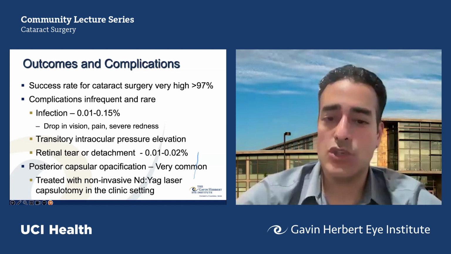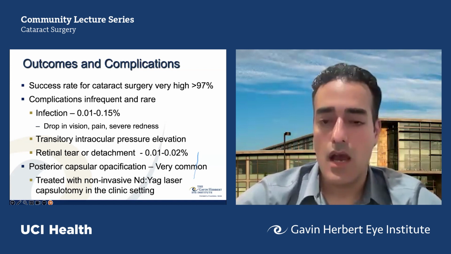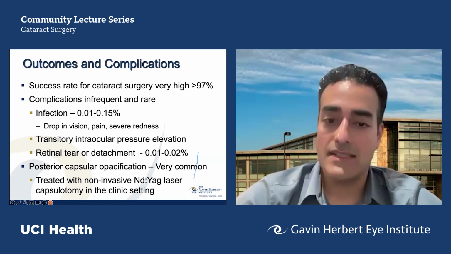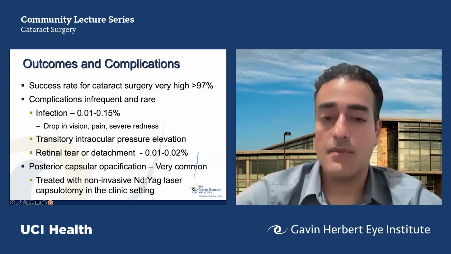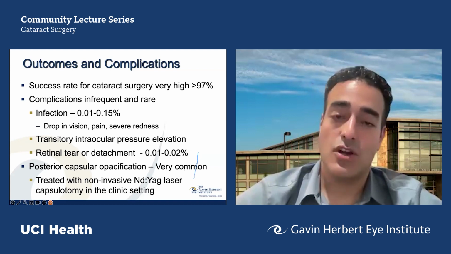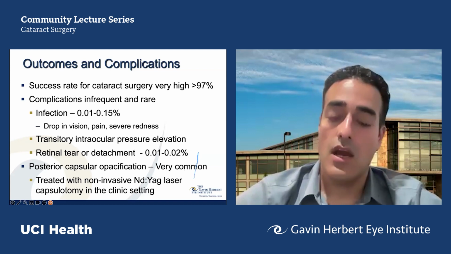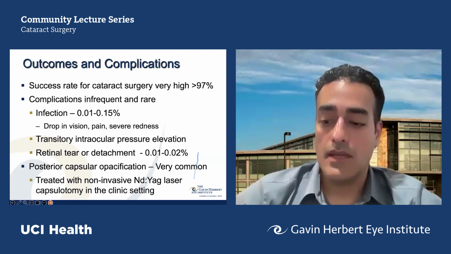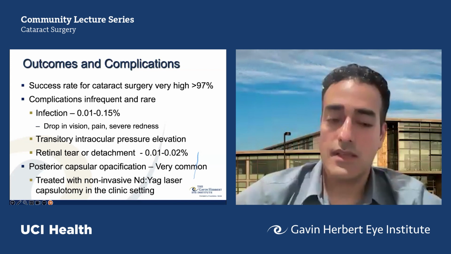Having an elevation in intraocular pressure is a common event that can happen after cataract surgery. For the vast majority, the pressure normalizes and goes back to normal. In some instances, the pressure may not go down. And so in those cases, we have to start some eye drops to lower the pressure. And for the most part, that takes care of it. And so that's another potential risk.